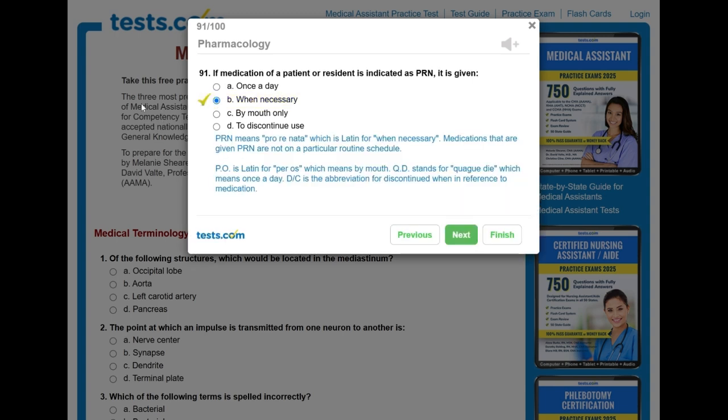B. When necessary. PRN means pro re nata, which is Latin for when necessary. Medications that are given PRN are not on a particular routine schedule. PO is Latin for per os, which means by mouth. QD stands for quaque die, which means once a day. DC is the abbreviation for discontinued when in reference to medication.